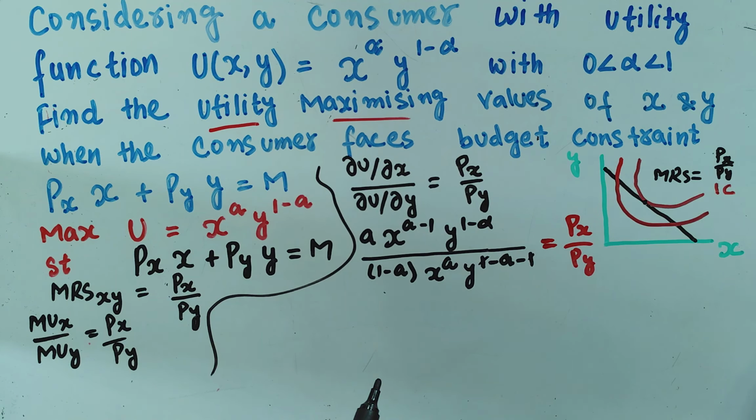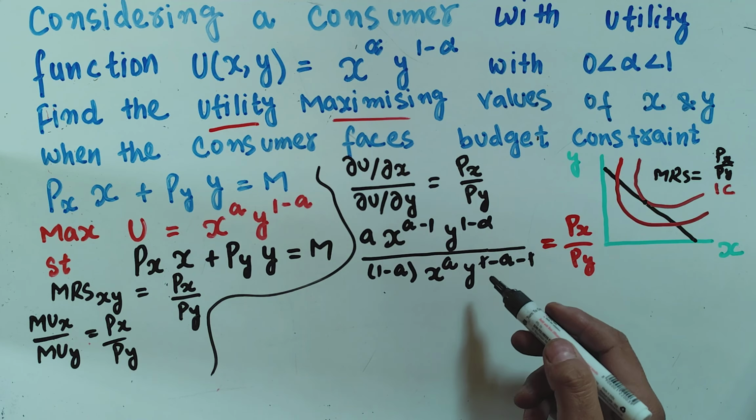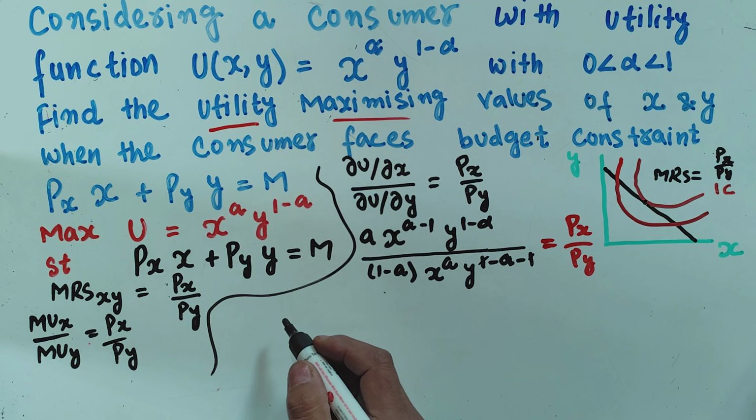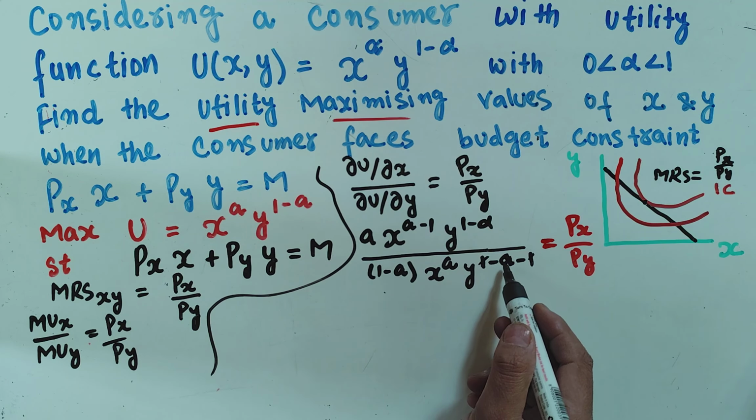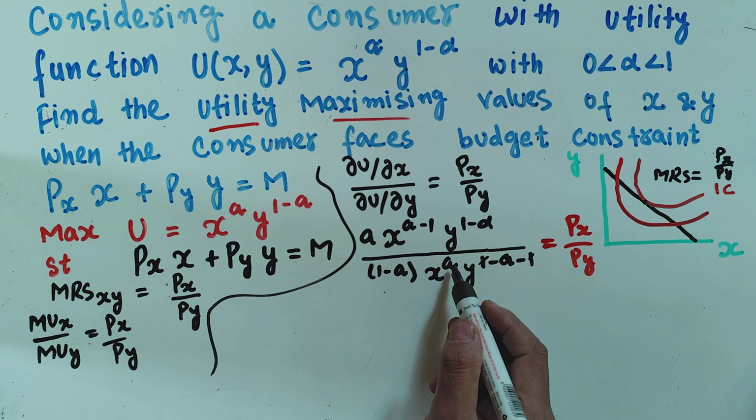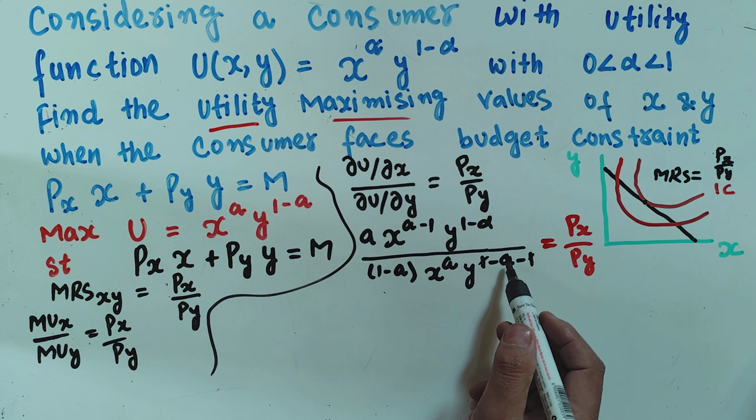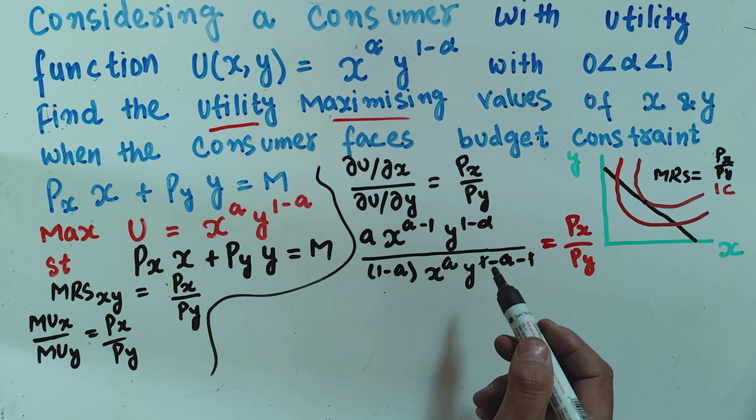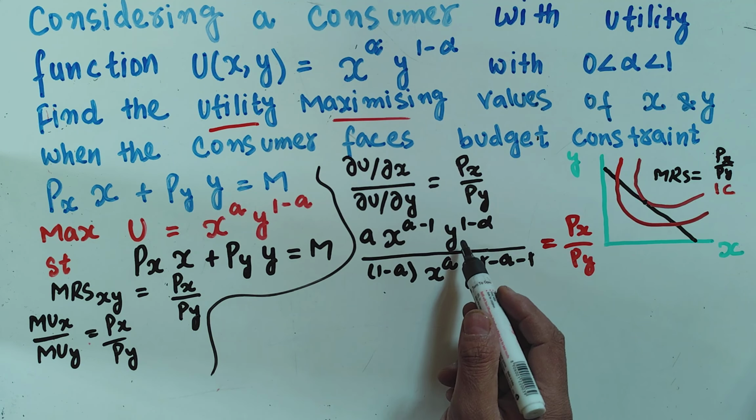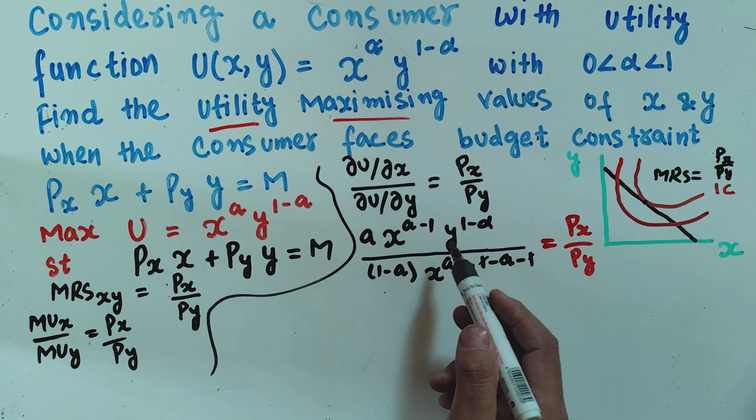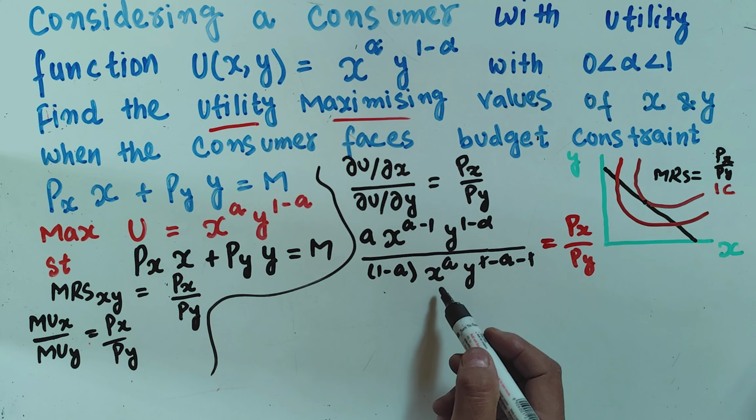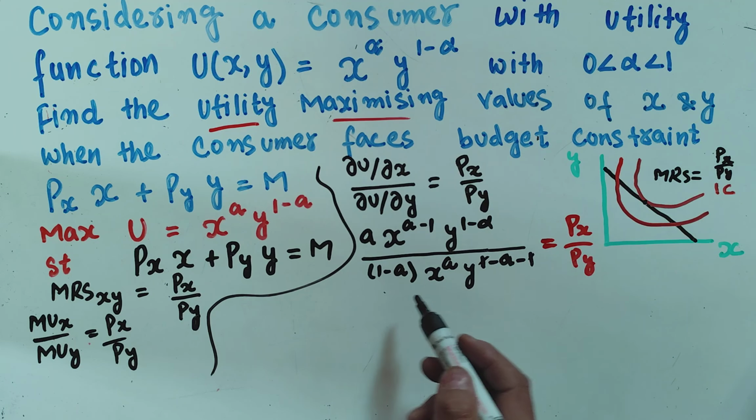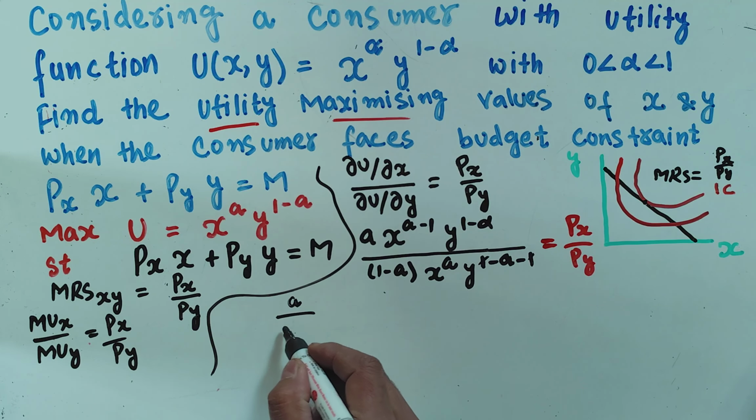Okay, let's do one thing here. If I rewrite, what will we get? Here we are left with y to the power minus alpha, and here we have x to the power alpha. If I transpose y to the power minus alpha to the numerator, its exponent sign will change, and I will transpose x to the power alpha minus 1 to the denominator. Again, the exponent sign will change. So we have a divided by 1 minus a.